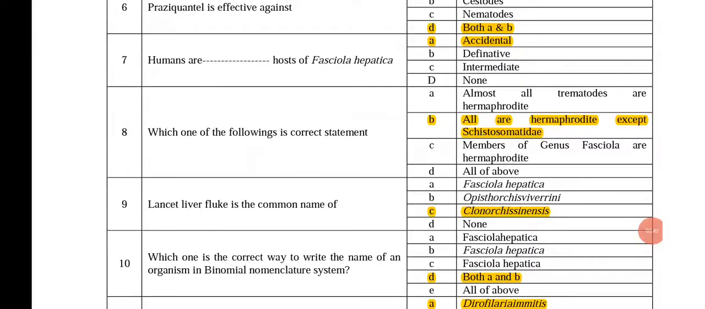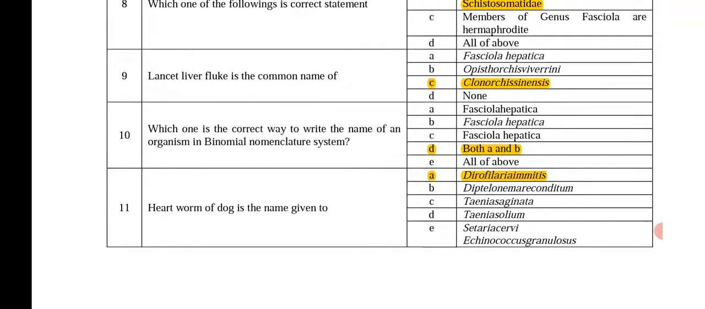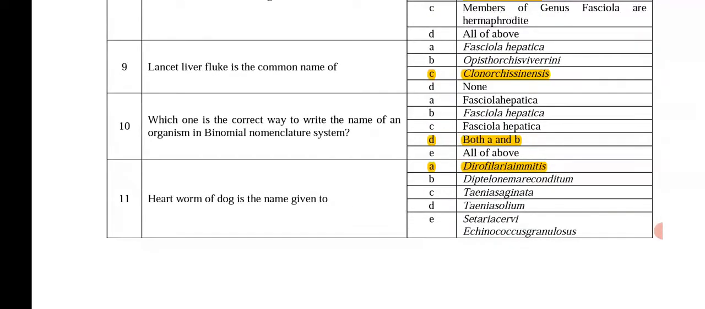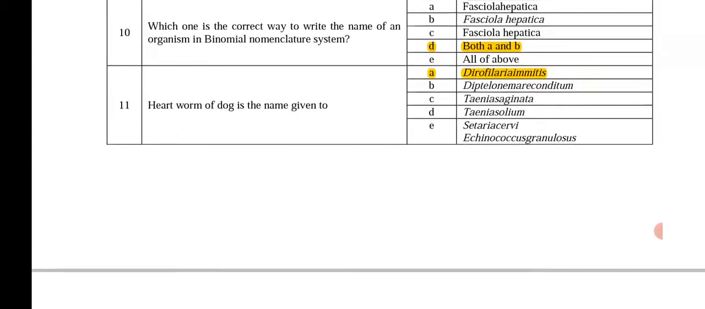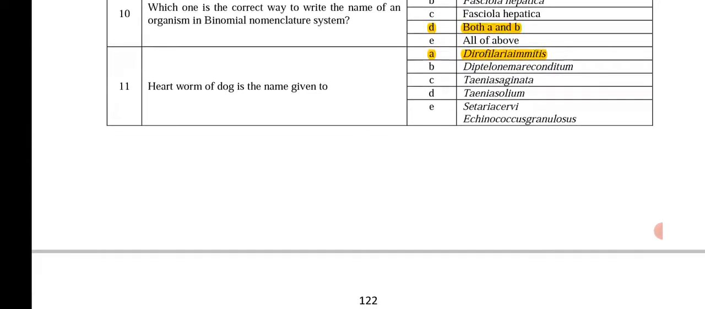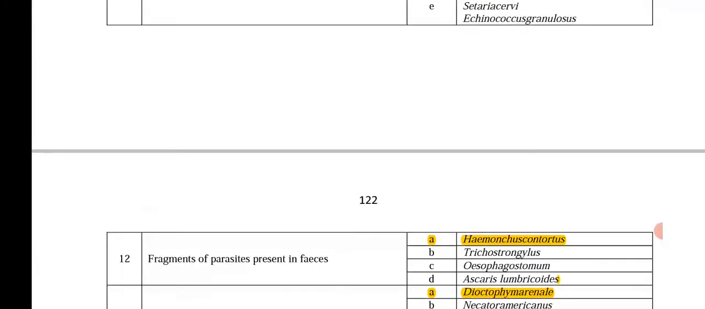Which one is the correct way to write the name of organism in binomial nomenclature system? Both A and B, Fasciola hepatica. Heartworm of dog is name given to Dirofilaria immitis. Dirofilaria immitis is the heartworm of dog.